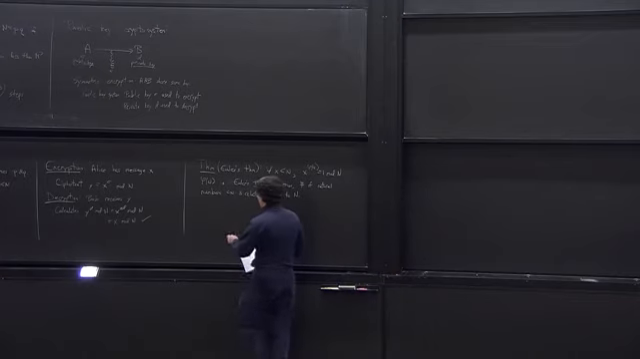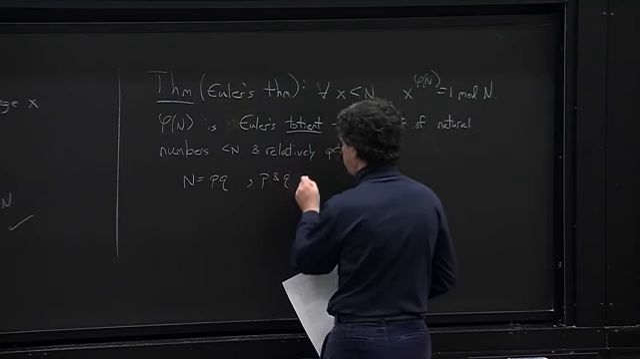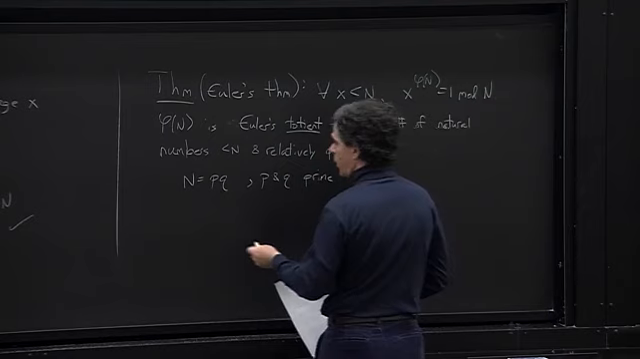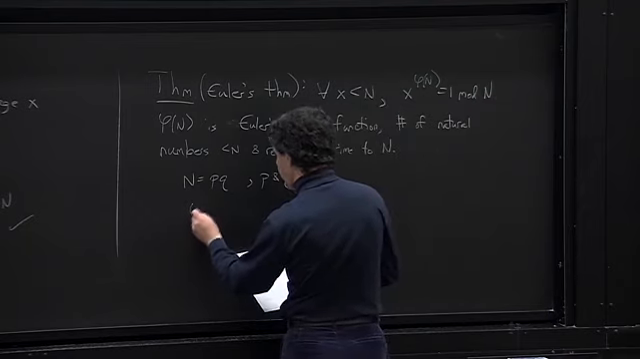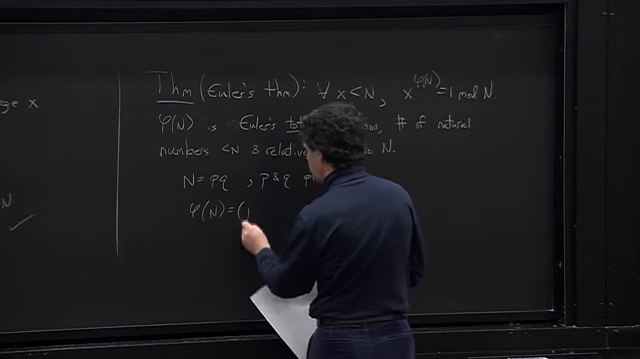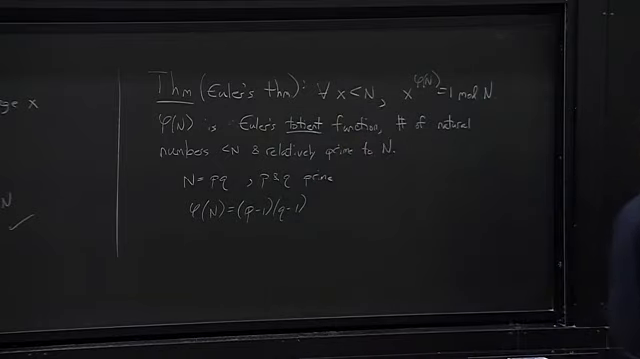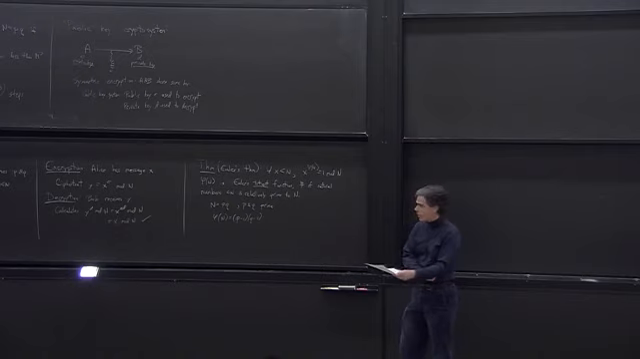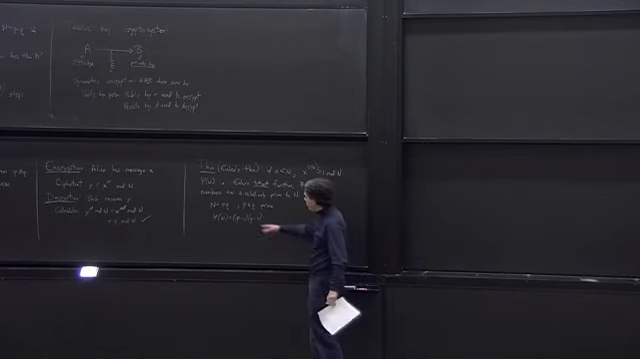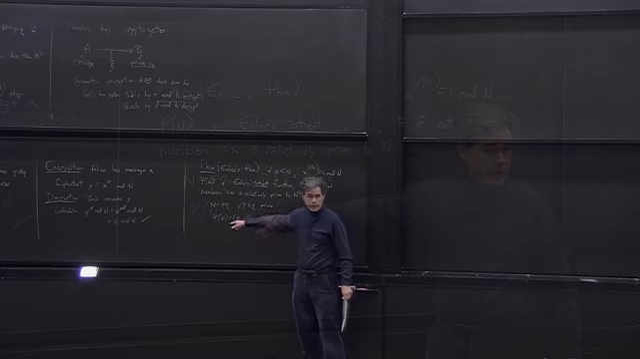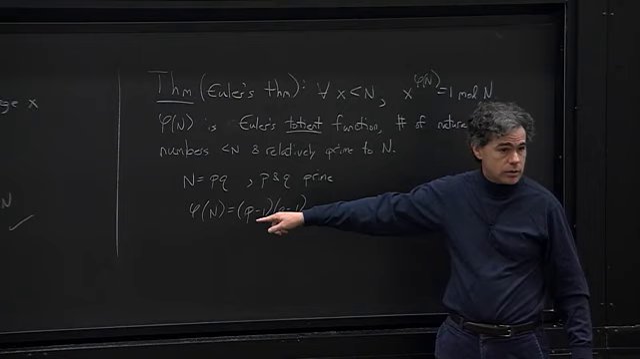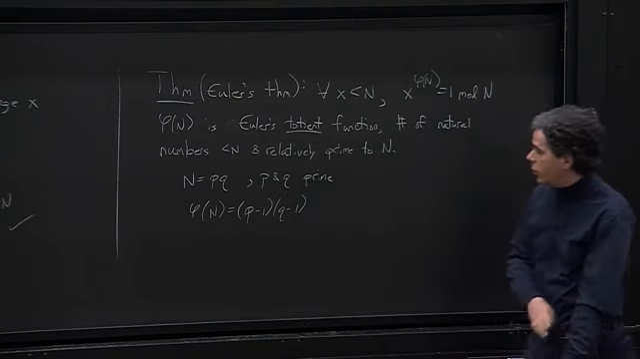It turns out when n is equal to pq, and p and q are primes, then phi of n is equal to p minus 1 times q minus 1. OK? So Bob knows p and q, and therefore he knows phi of n. So why is this important?